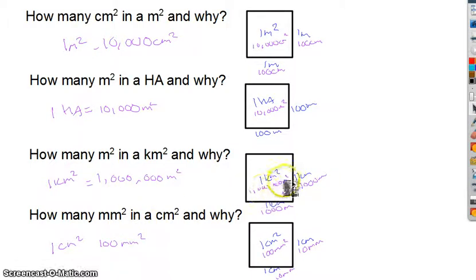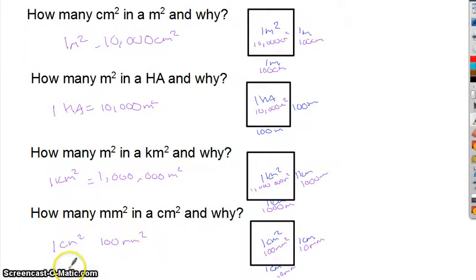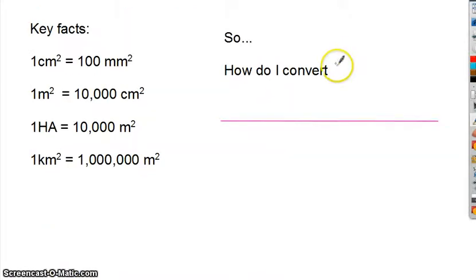Okay, so these ones, 1 kilometre squared is 1,000 metres by 1,000 metres, giving us 1 million metres squared. And 1 centimetre is 10 millimetres by 10 millimetres, giving us 100 millimetres squared. So 1 centimetre squared equals 100 millimetres squared.